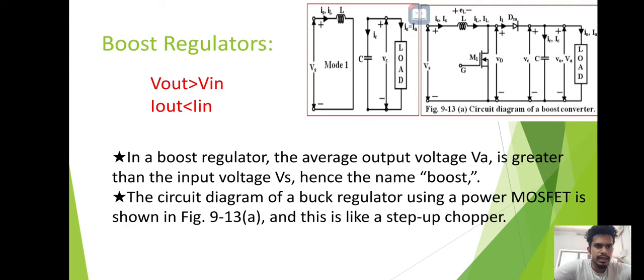Boost regulator. Circuit diagram of boost regulator. In a boost regulator, the average output voltage Va is greater than the input voltage Vs. Hence the name boost. The circuit diagram of a boost regulator using a power MOSFET is shown in figure 9.13a, and this is like a step up chopper. The main content of boost regulator: output voltage is greater than input voltage and output current is less than input current.